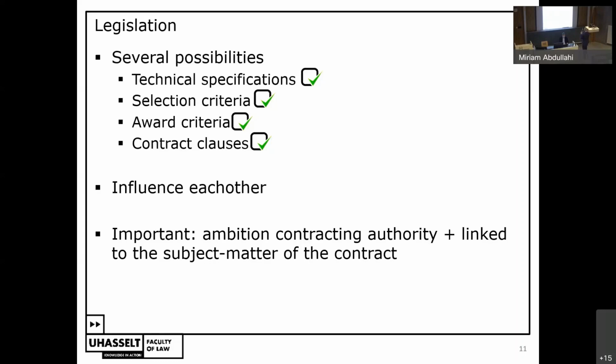They all influence each other. When something is a technical specification, maybe it's better to put it as an award criteria, maybe even to postpone it to the execution of the contract. So you make it a contract clause. They all influence each other, and they depend on the ambition of the contracting authority and should be linked to the subject matter of the contract. That particular line, linked to the subject matter of the contract, you will dream it after this presentation, because I will repeat it a lot.